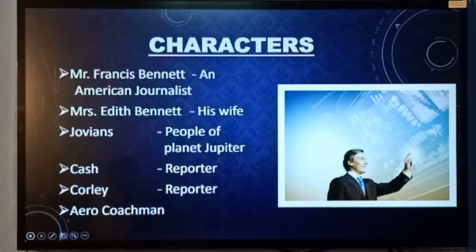Before moving on to the lesson, we will see the main characters in this story. Mr. Francis Bennett, an American journalist; Mrs. Edith Bennett, his wife; Jovians, the people of planet Jupiter; Cash, a reporter; Corley, another reporter; and an Aero coachman. These characters play main roles in this lesson.